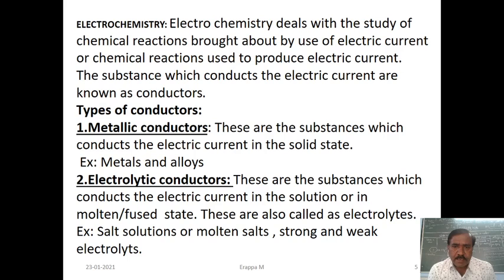Metallic conductors, these are the substances which conduct electric current in the solid state. Example, metals and alloys. Second one is electrolytic conductors. These are the substances which conduct electric current in the solution or in the molten or in the fused state. These are called as electrolytes. Example, salt solution or molten salts, and strong and weak electrolytes.